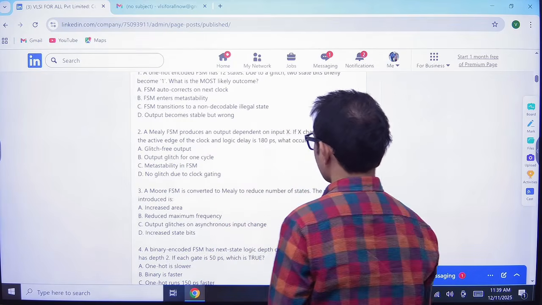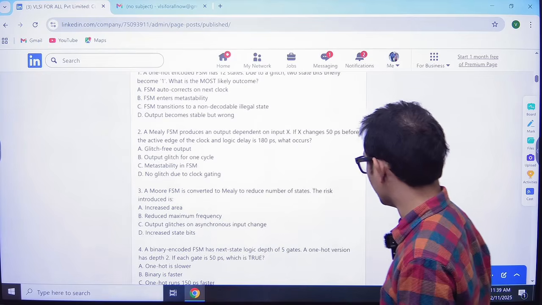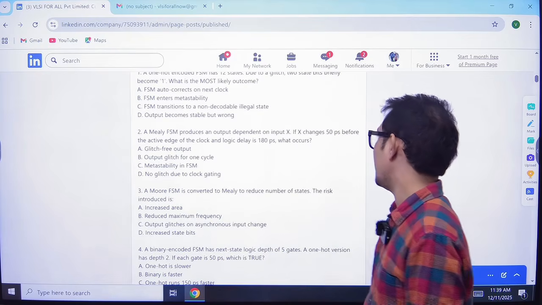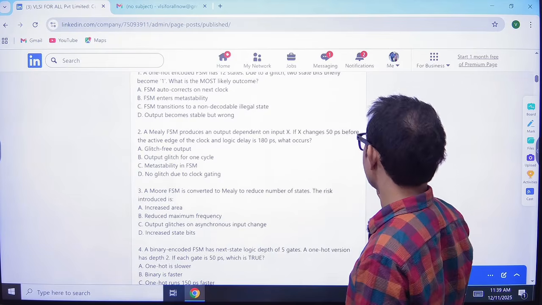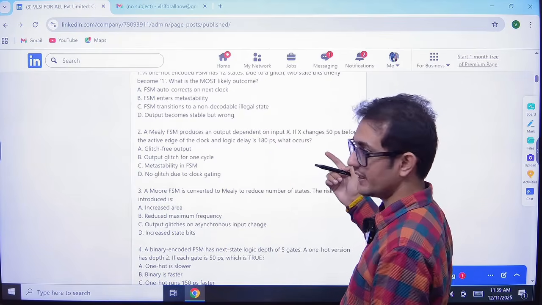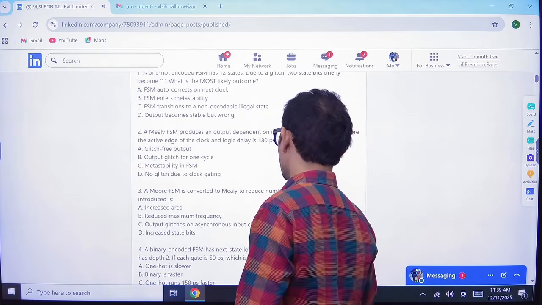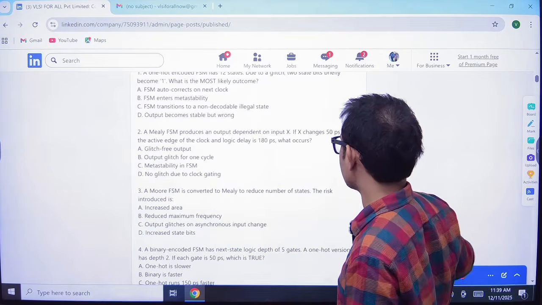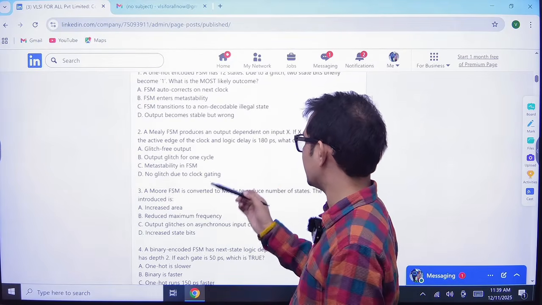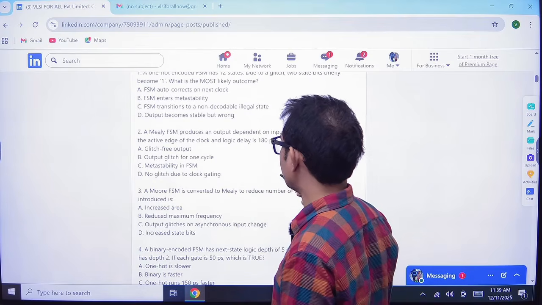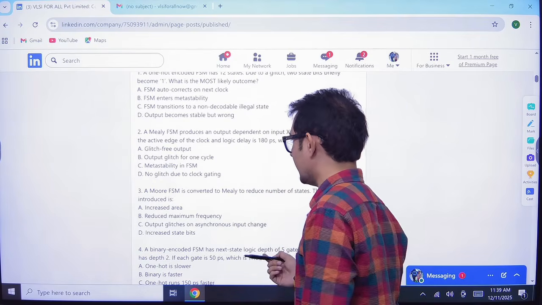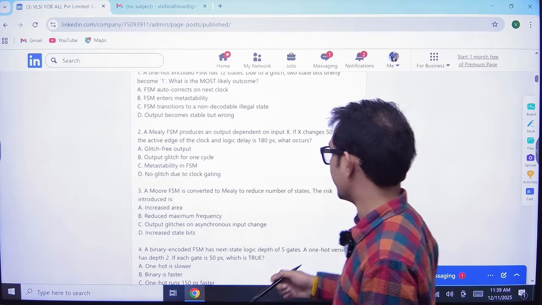A Mealy FSM produces output depending on the input X. If X changes 50 ps before the active edge of the clock and the logic delay is 180 ps, what occurs? Glitch-free output, or output glitch for one cycle, metastability, or no glitch due to clock gating.